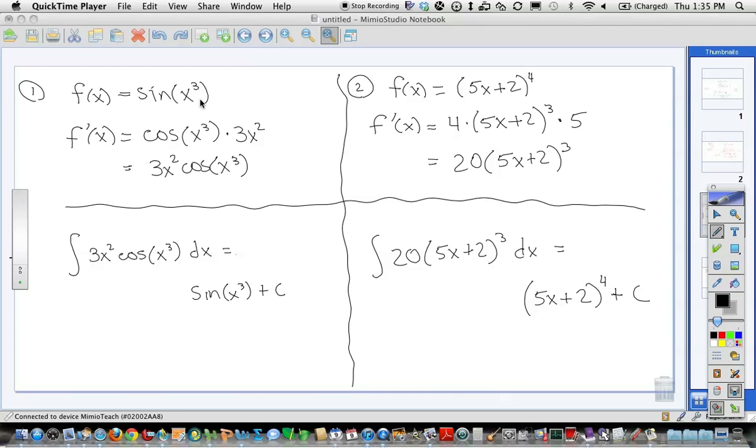How do we handle that? Well, we had this thing called the chain rule, right? The chain rule said do the derivative of the outside, which is cosine, leave the inside alone, kick out the derivative of the inside, the 3x squared.